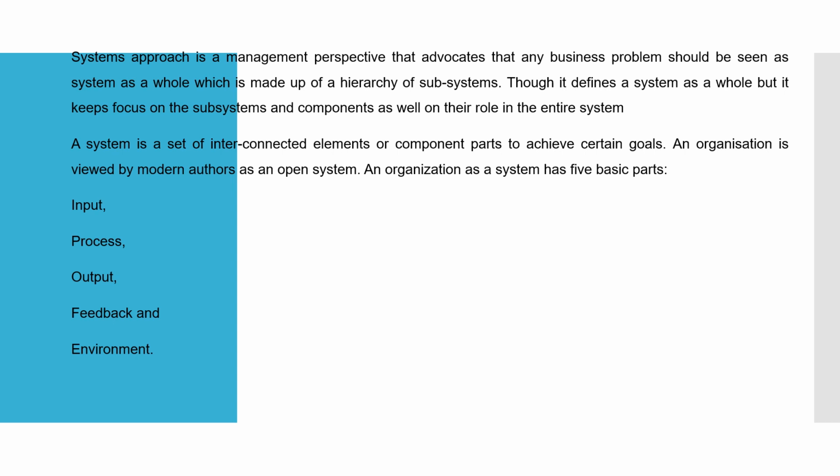A system is a set of interconnected elements or component parts to achieve certain goals, where an organization is viewed by modern authors as an open system, and when the system is open, it has to adapt and incorporate things which are there in an organization. And the five basic parts of an organization include the input, the process, the output, feedback, and definitely the environment.